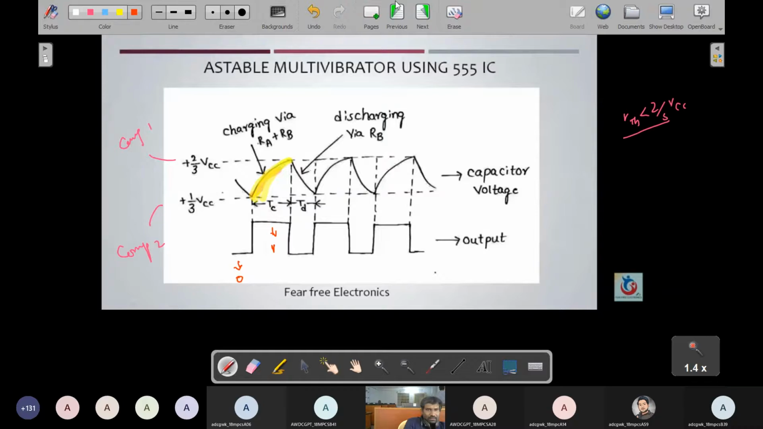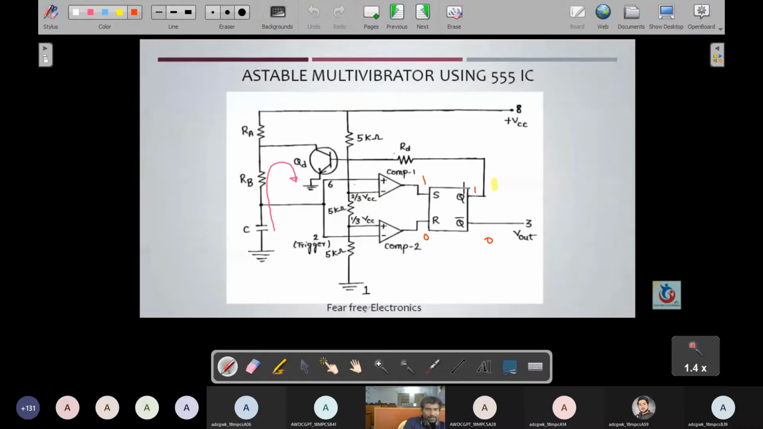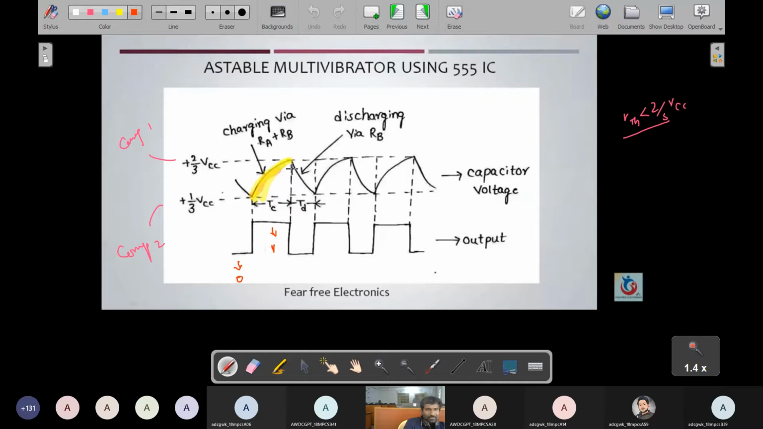Once again, if the flip flop's Q value is 1, then your transistor is activated and the capacitor will be discharged. So at this maximum point, the capacitor will discharge in this manner. At that time, your output is low only.